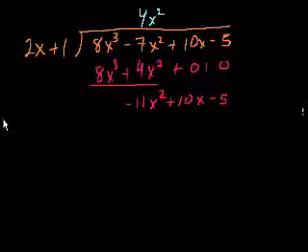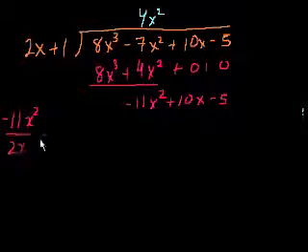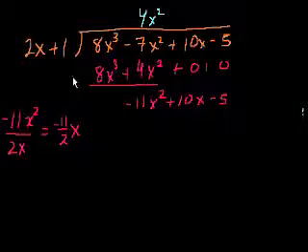So if we were to take minus 11x squared divided by 2x, that is equal to what? That is equal to minus 11 halves x, right? So 2x goes into minus 11x squared minus 11 halves x times. So we'll write that in our x place. So minus 11 halves, we could write that as 5.5, but let's write it as a fraction.